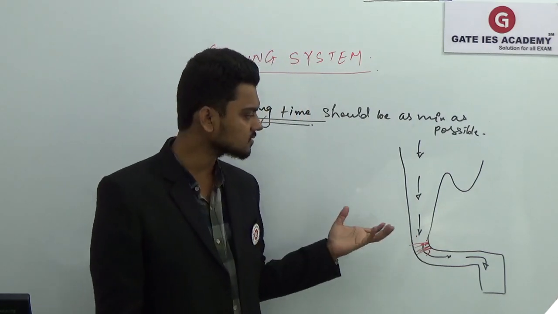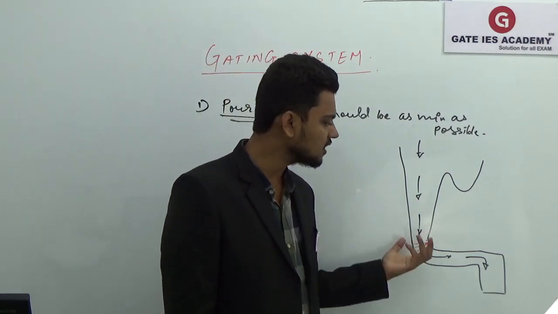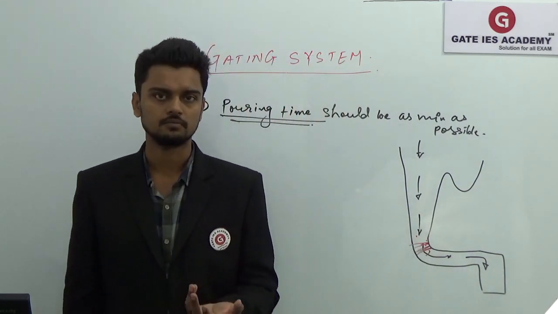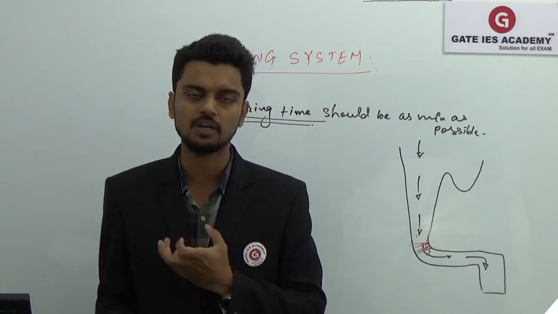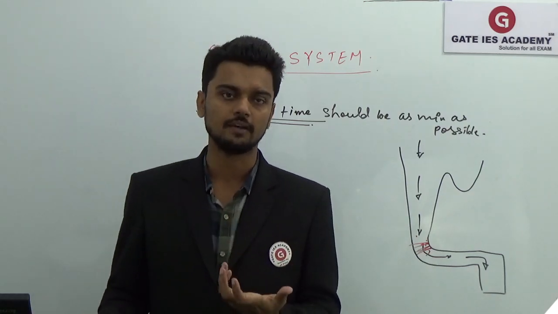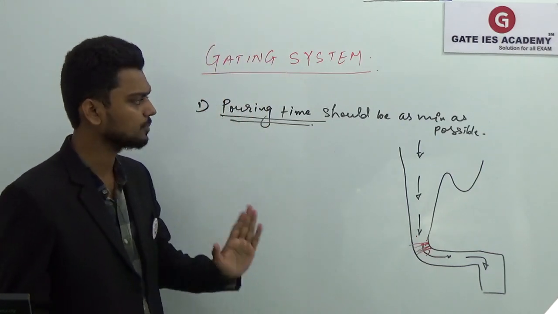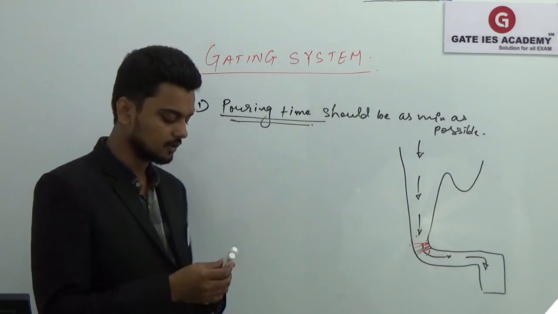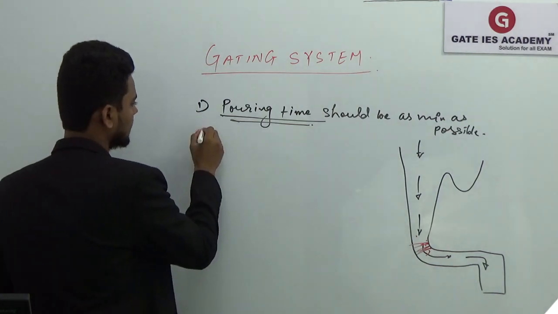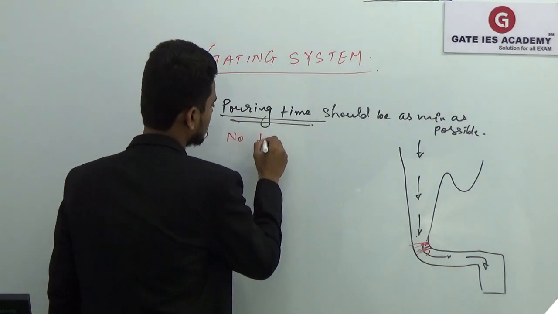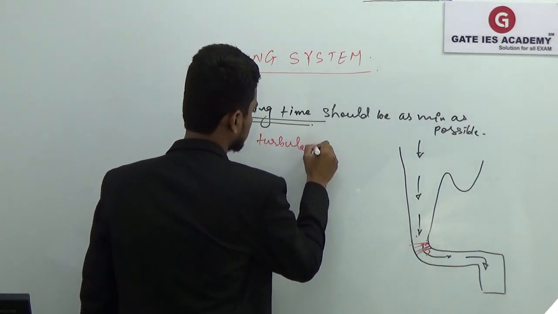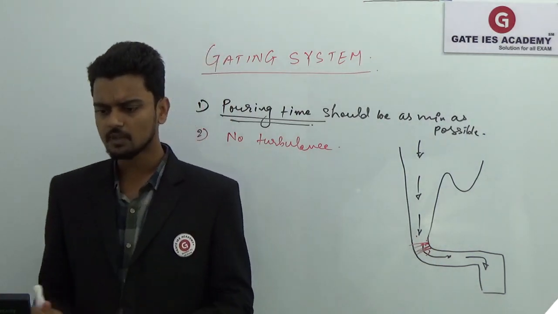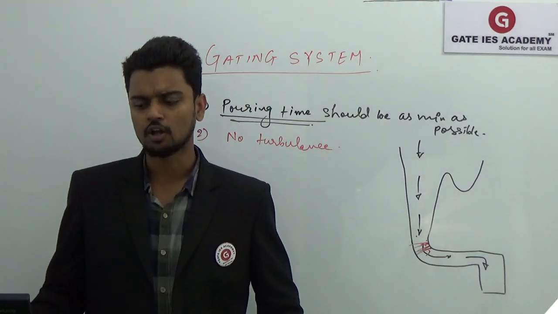Obviously once it has solidified somewhere in the passage, your cavity does not get completely filled. So you will have a defect, and that defect is known as the misrun defect. We'll discuss what the different defects are that we have. So the first requirement: pouring time should be as minimum as possible. Second is no turbulence. There should be no turbulence of your molten metal in the gating system, in order to avoid sand erosion and all that.